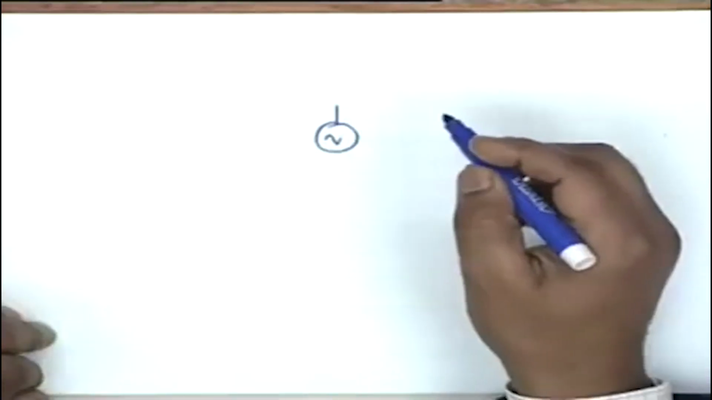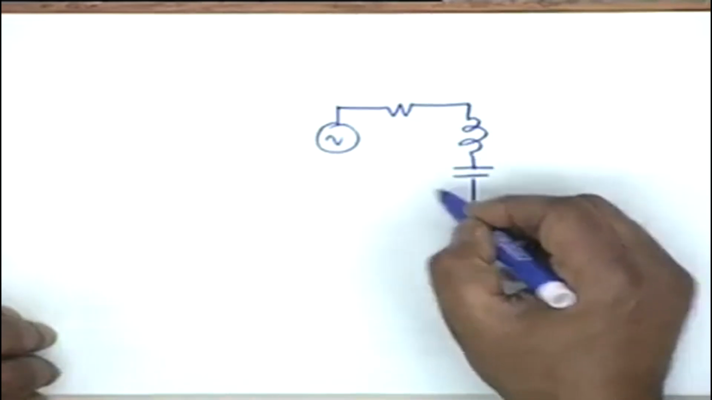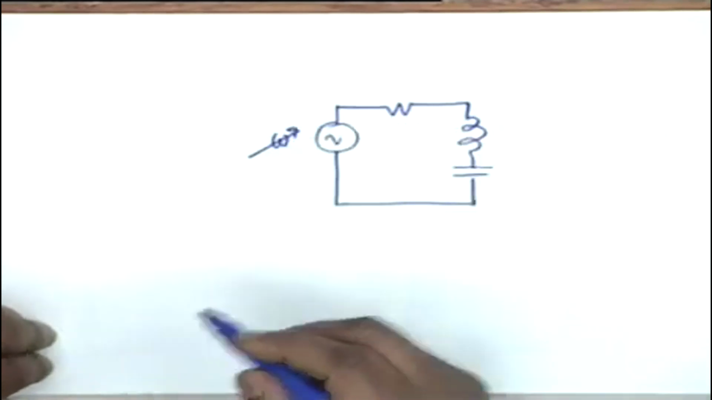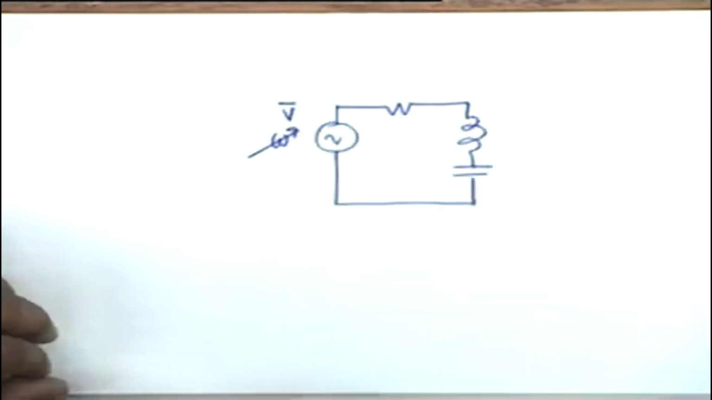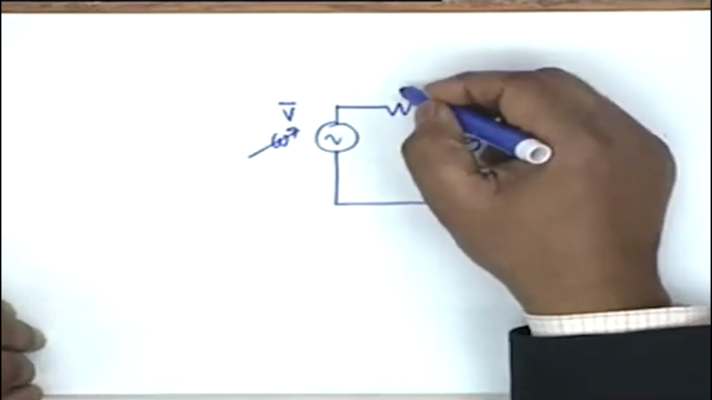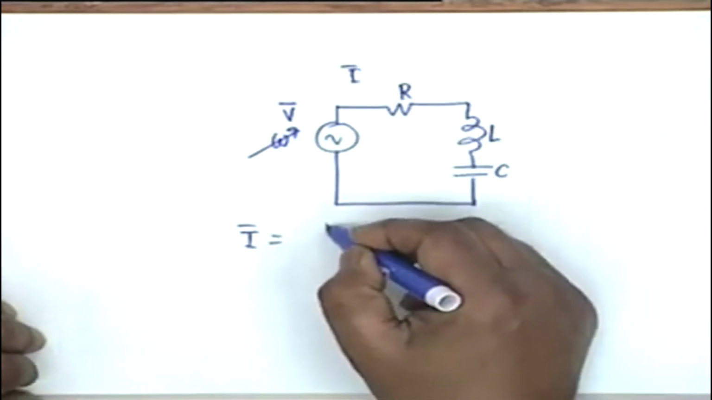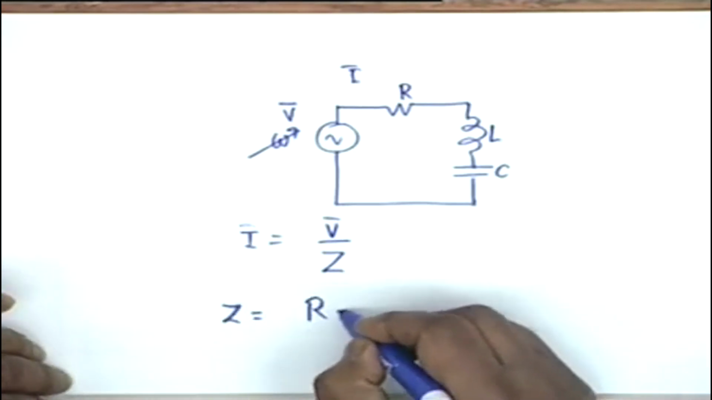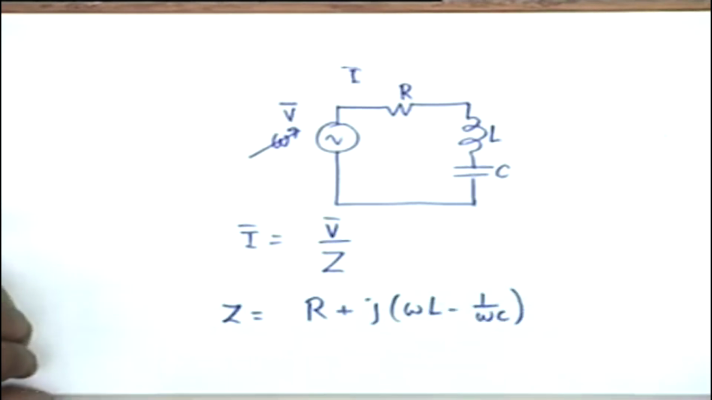Last time I had started series resonance, that is a series RLC circuit which was excited by an AC generator with a variable frequency. If I call this the voltage phasor V, then the current phasor in this circuit is given by V over the complex impedance, and the impedance of this circuit is R plus j omega L minus 1 by omega C, which has a magnitude and a phase.